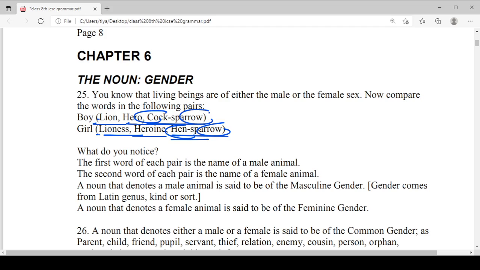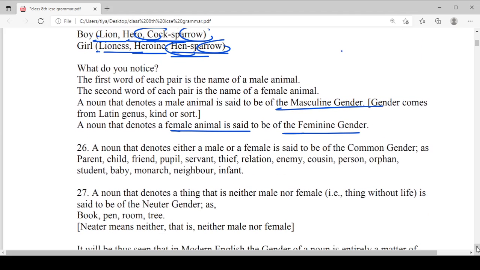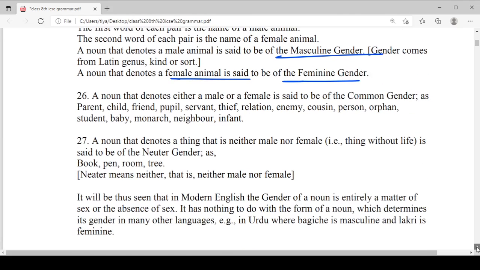A noun that denotes a male animal is said to be masculine gender, and gender comes from the Latin word kind, meaning sort. A noun that denotes a female animal is the feminine gender. Okay? So in this way we have to read the noun gender.